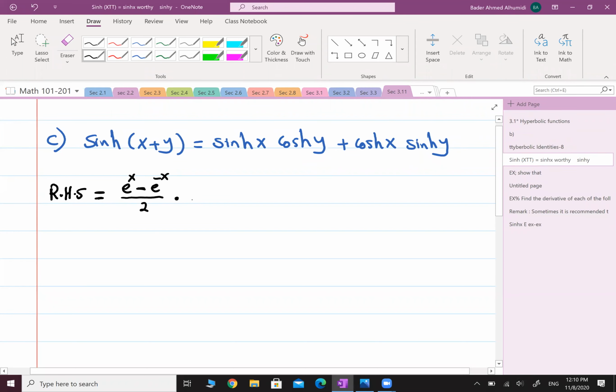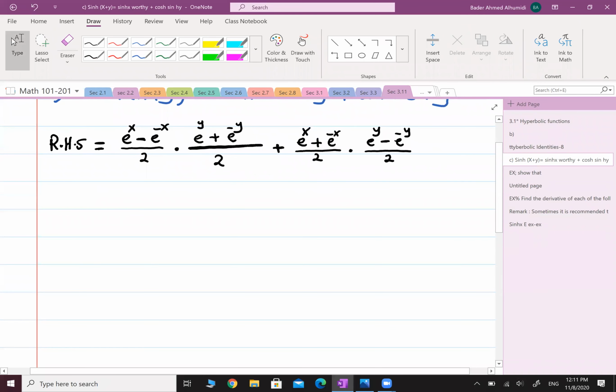I need to multiply this by hyperbolic cosine. What is hyperbolic cosine? It is e to the power y plus e to the power minus y divided by 2. That is the first term. The second term, hyperbolic cosine of x, that is e to the power x plus e to the power minus x divided by 2, multiplied by hyperbolic sine of y, that is e to the power y minus e to the power minus y divided by 2. The only thing I need to do here is to simplify the expression and try to gather the similar terms together. So this is what I will do.